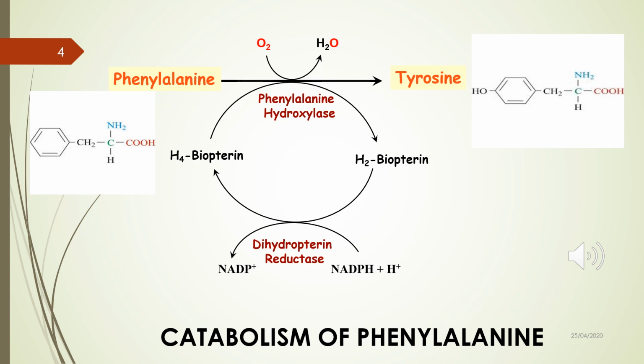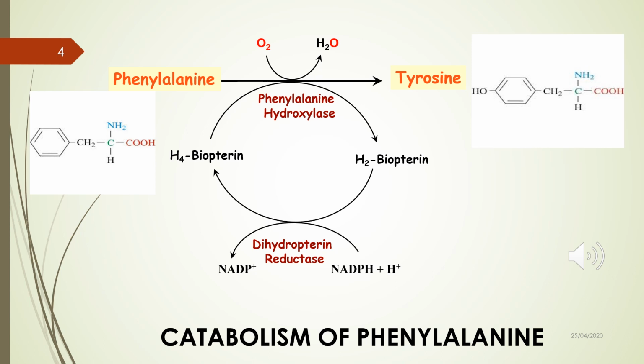The catabolism of phenylalanine takes place in the liver. Here, the phenylalanine gets converted into tyrosine, for which you require the enzyme phenylalanine hydroxylase. Phenylalanine hydroxylase utilizes a molecule of oxygen where an atom of molecular oxygen gets incorporated into the phenylalanine to form the para-hydroxy phenylalanine. That means at the para position a hydroxyl group is formed.